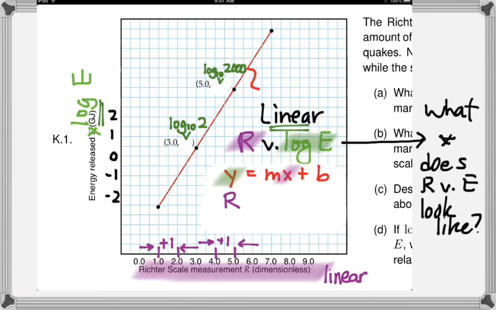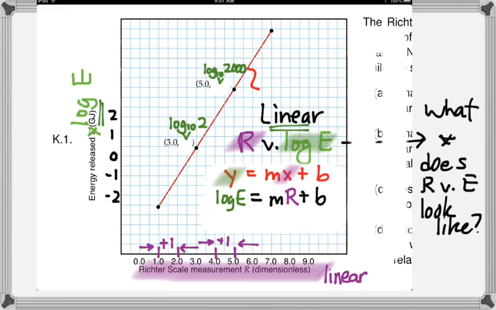So we're going to have an equation that looks like, oh, I'm sorry, I got this wrong already. Log of E, there we go. Log of E is equal to m times R, our independent variable, plus b. So that's what the equation is going to be telling us about E and R when we actually determine the two unknown parameters, the slope and the intercept. Now we just have to figure out what's the slope and what's the intercept.